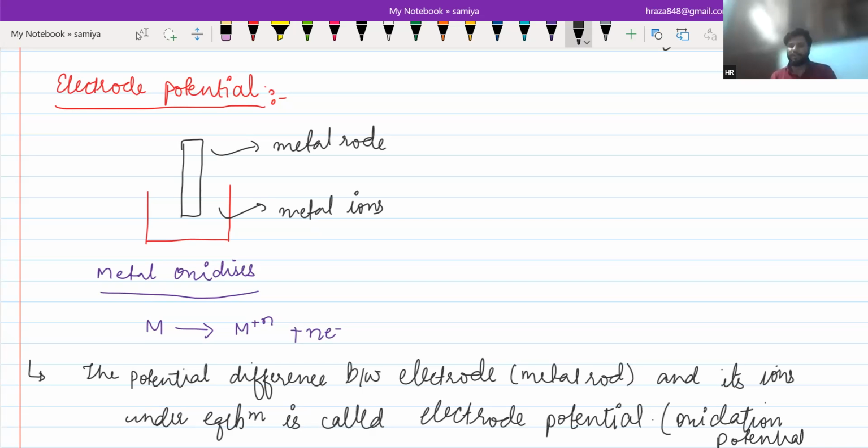So basically, what is electrode potential or oxidation potential? The potential difference between the metal rod and its ions, that is called electrode potential or oxidation potential. To be more specific, we will call it oxidation potential. Is that clear? M is converting into M plus n. We can write it like this. Please write it.